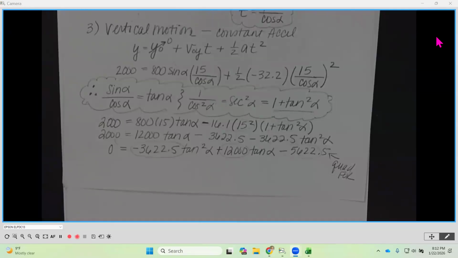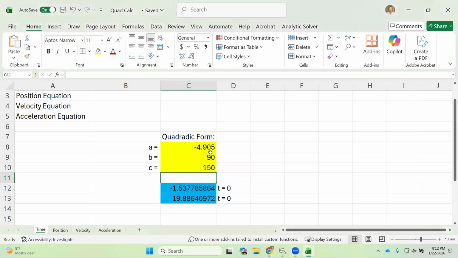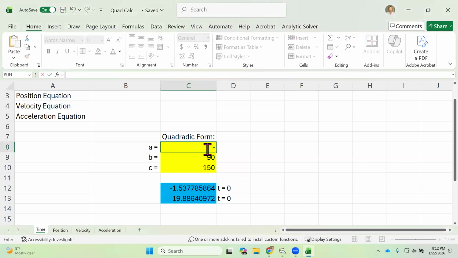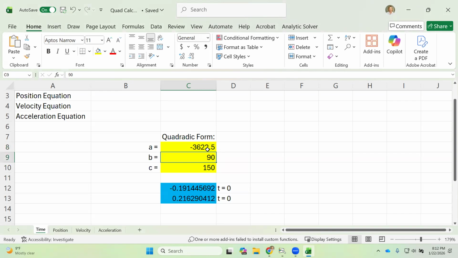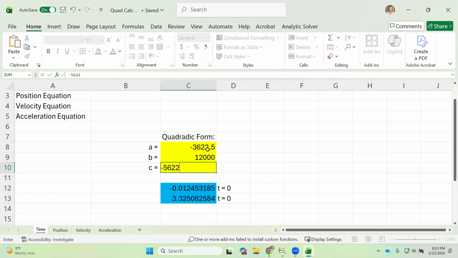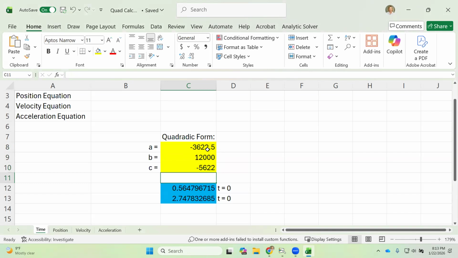Okay, so let's go over there to see what we find for our values of 0. I'm going to go back to Excel over here, and I'm going to enter negative 3622.5, then 12,000, and negative 5622. There we go. So you should get these decimals, I'm sorry, the decimal values 0.564 and 2.75. Those are our two numbers.